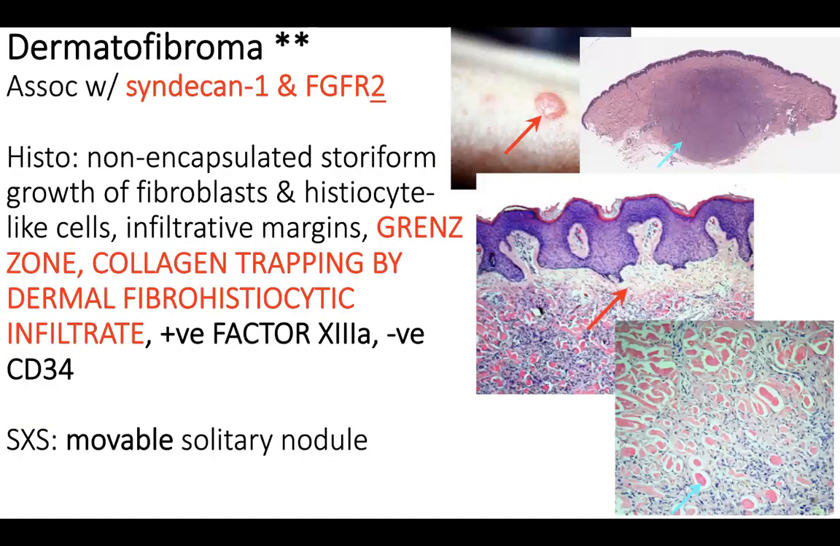Dermatofibromas are associated with acanthokeratin 1 and FGFR2. On histology, we can see this Grenz zone. That zone is super important to remember. What happens here is that there's going to be collagen trapping by dermal fibrohistiocytic infiltrates. They're going to be non-encapsulated storiform growths of fibroblasts. So know this Grenz zone with dermatofibromas.